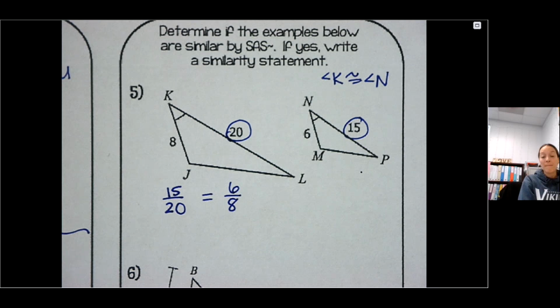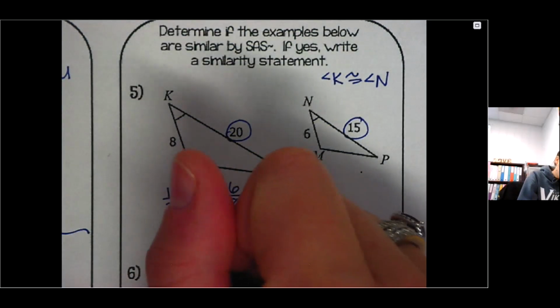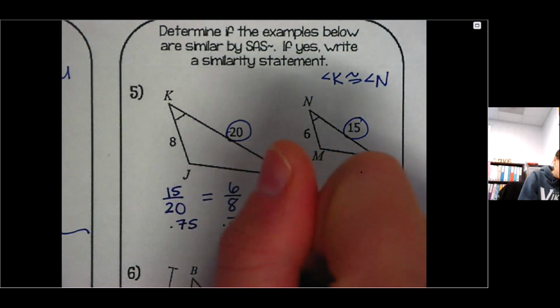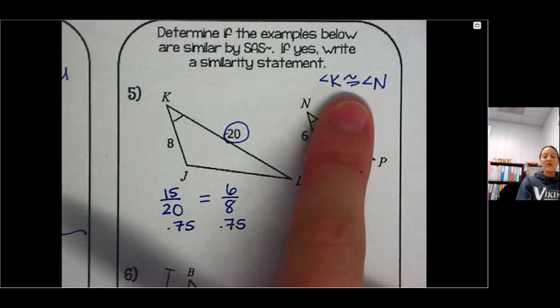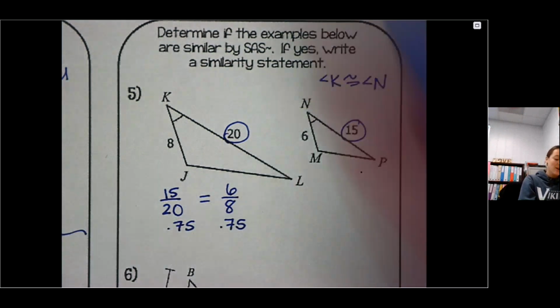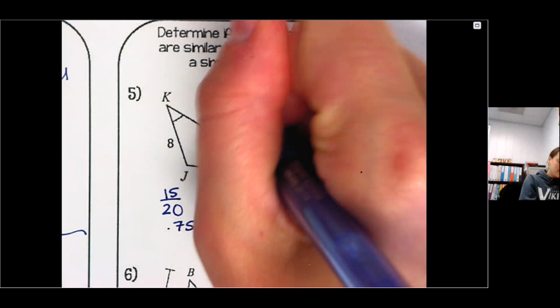You got to divide them, yeah. What did you get when you did 15 divided by 20? 0.75. What about the other one? Okay. So if they are the same, you've got 2 sides that have the same proportion and 1 angle that is marked as the same. These are similar.